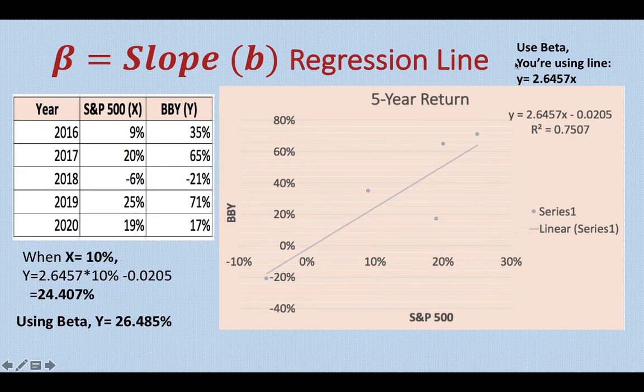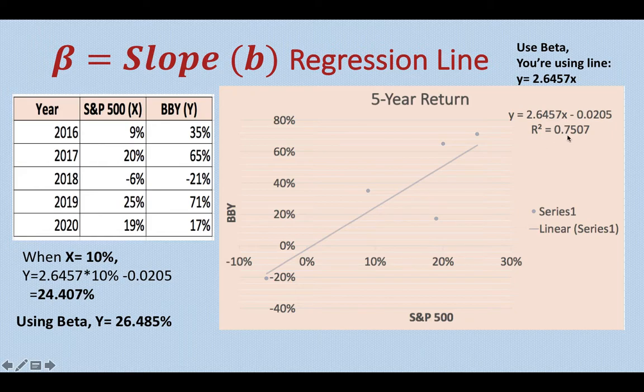Just keep in mind, because it's frequently used, people use the beta in that way, just to say, oh, the market goes up 10%, so this stock goes up beta times 10%. That's just an approximation to keep in mind. You can see it's close, but it's not accurate. It's not very accurate.